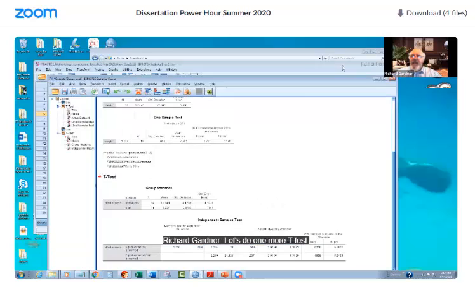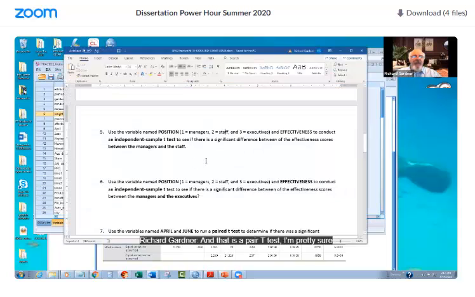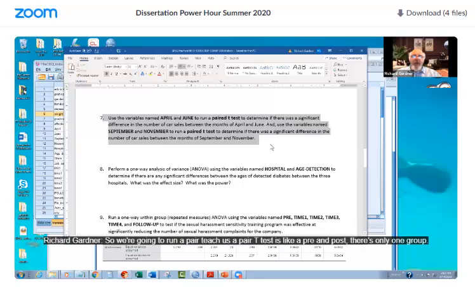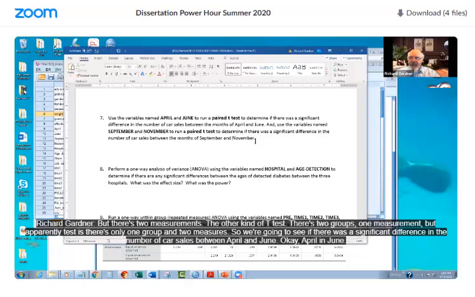Let's do one more t-test, and that is a paired t-test, I'm pretty sure. So we're going to run a paired t-test. A paired t-test is like a pre and a post. There's only one group, but there are two measurements. In the other kind of t-test, there are two groups and one measurement, but in a paired t-test there's only one group and two measurements. So we're going to see if there was a significant difference in the number of car sales between April and June. Okay, April and June.